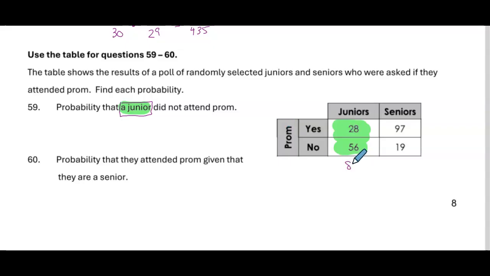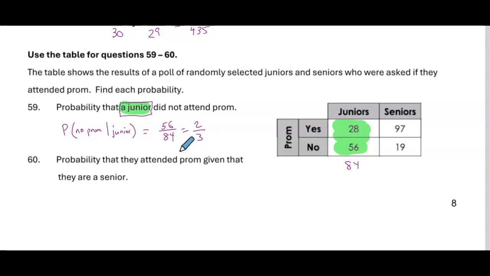So I have 84 total juniors here, which means that my probability of selecting someone who did not attend the prom, given that they are a junior, would be over 84, and the ones that said no is 56. I don't care about the seniors that said no because it says a junior that did not attend the prom. So that fraction reduces to 2/3.